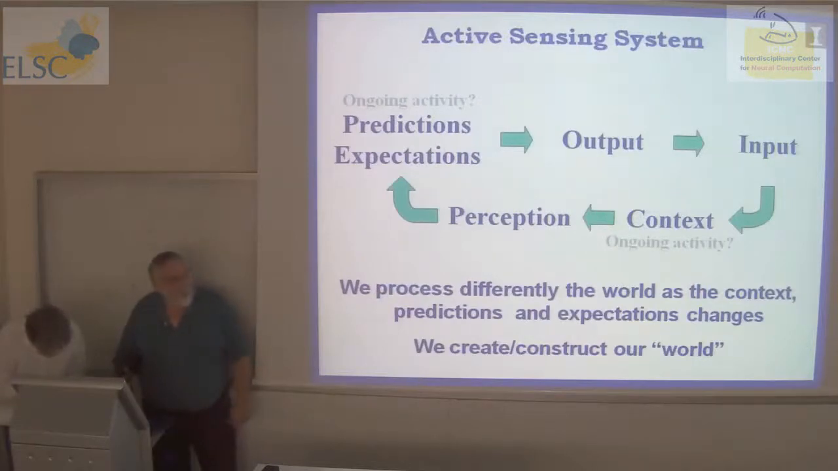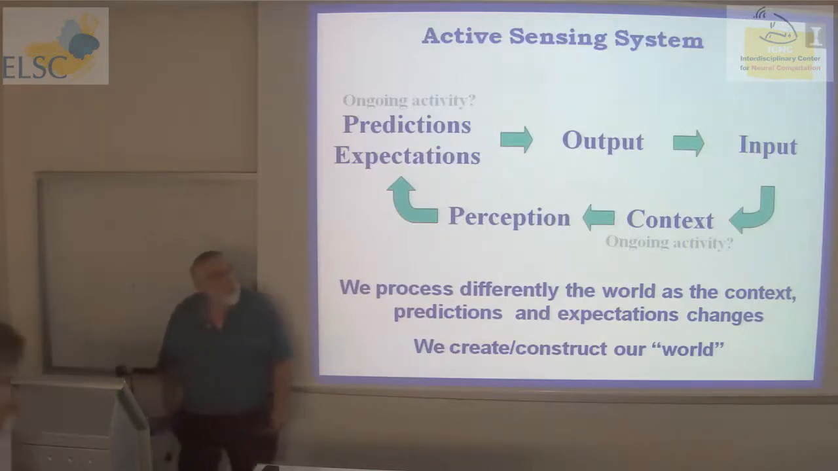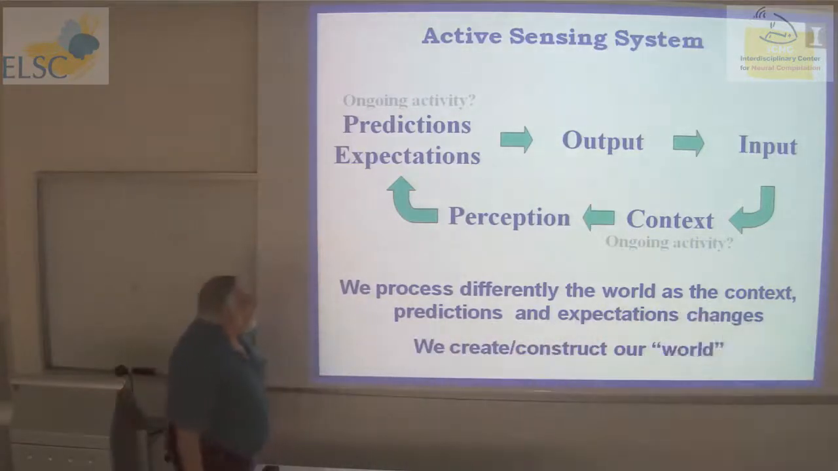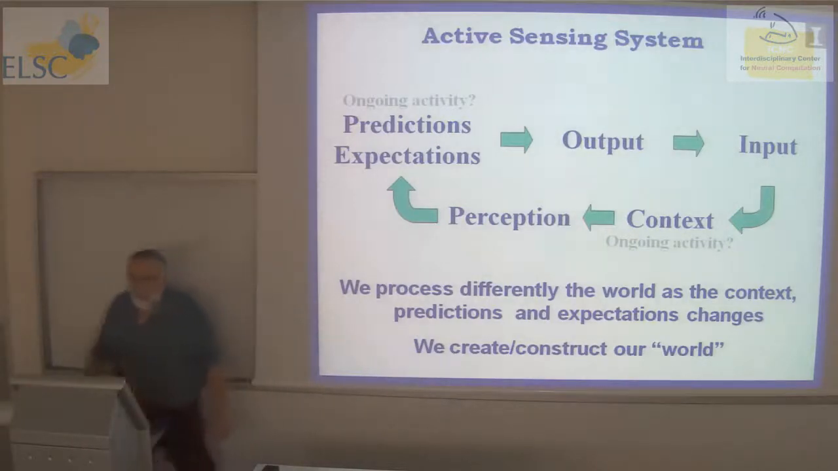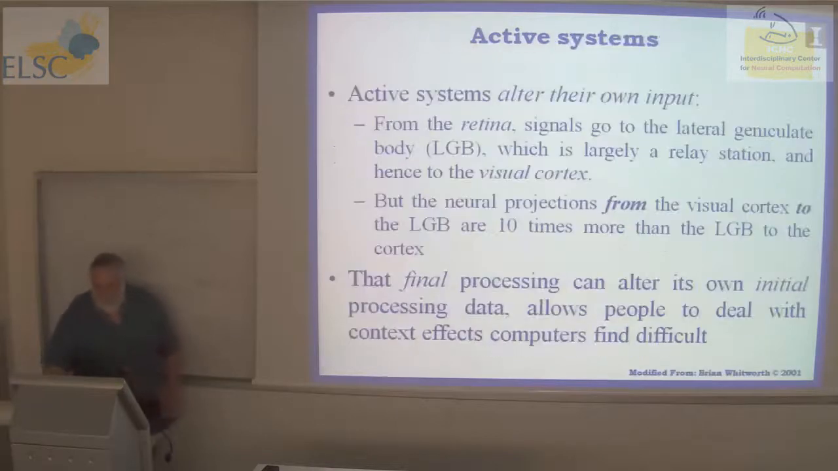An alternative view, and a view that I believe in much more, is that input and output are part of a circle, and we're talking about an active sensing system, where prediction and expectation, when we go into a room, we have prediction and expectation. They can create output, or the input can create prediction and expectation, and there is a context in which we are, and all those together create perception, and we have a loop where we cannot tell where it begins and where it ends. And we process the world differently as the context, prediction and expectation change. We create and construct our world, and it's not just input driven.